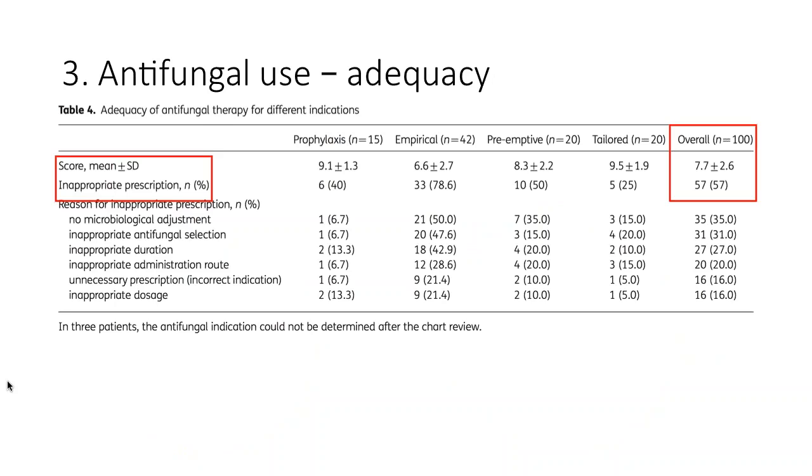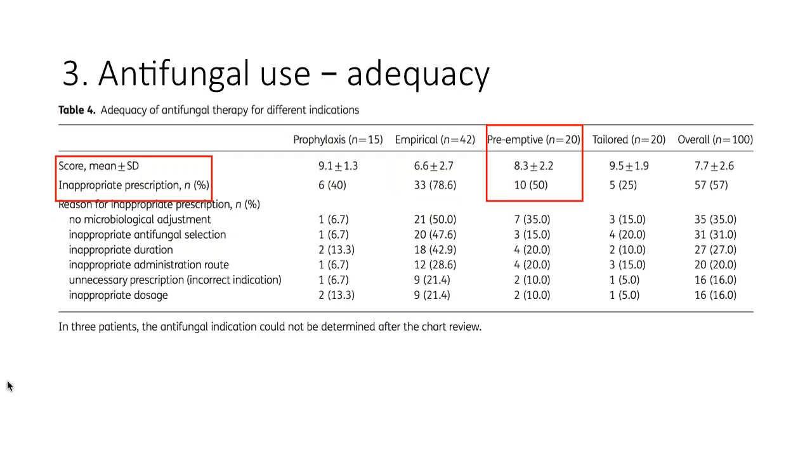Looking at the scoring system in general, the overall mean score was 7.7, and the overall inappropriate prescription rate was 57%. But remember that anything less than perfect was considered inappropriate. Of the different indications for antifungal use, empiric use had by far the lowest mean score and the highest inappropriate prescription rate. Most of the time it was inappropriate because of inappropriate selection of antifungal agents. There was no microbiological adjustment at that crucial time point, and the duration was not optimal.